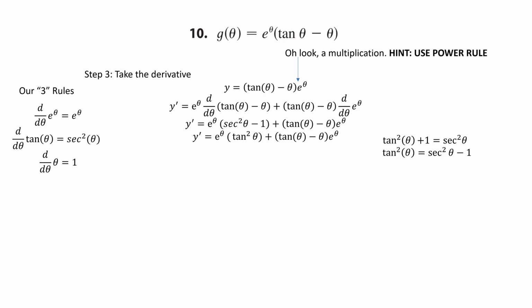Now both these things are multiplied by e to the theta, so I can basically move the e to the theta out front and then just put the three terms together. So I have tan squared theta plus tan theta minus theta. And yeah, that's pretty much it. That's probably as simple and nice as you're going to be able to make it look. And that's how you do this problem.